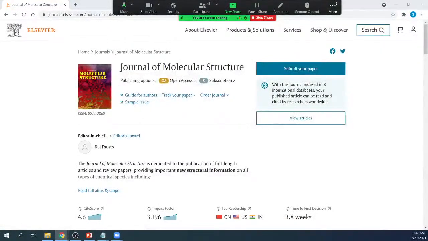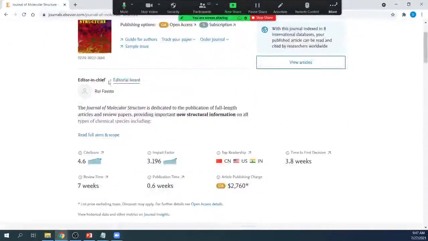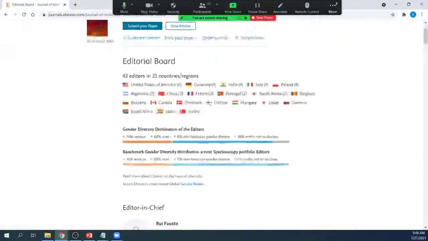And this part is also connected with the first part of this lecture, because this is the official website of this journal. This is the Journal of Molecular Structure. And you have the information here, who is the editor-in-chief. This is the main person responsible for the running of the journal. You also have the editorial board.